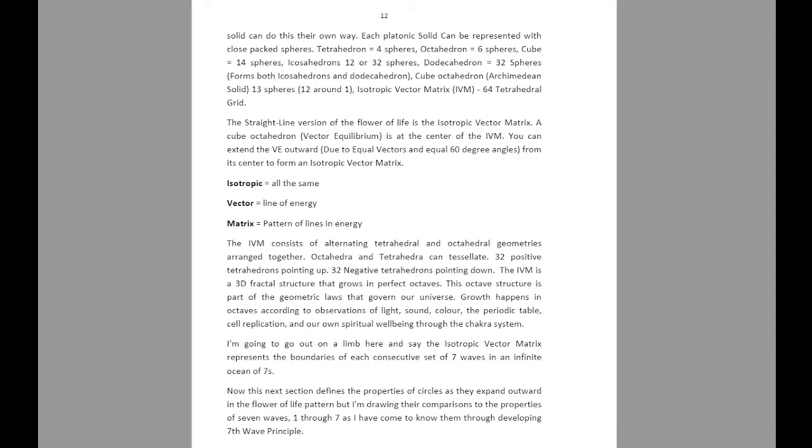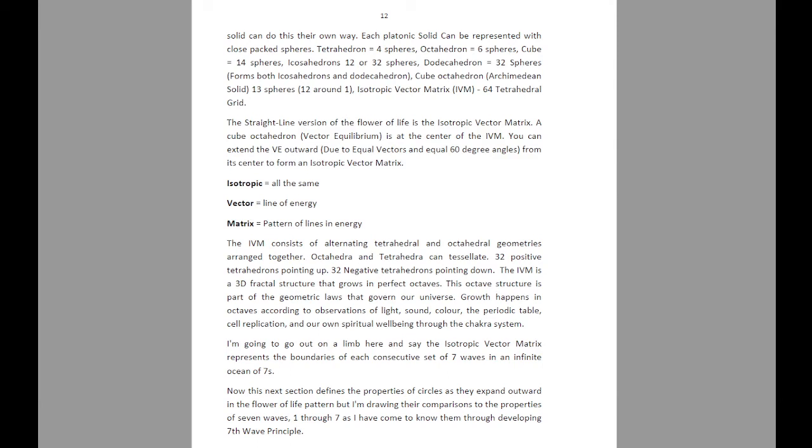tetrahedral grid. The straight line version of the flower of life is the isotropic vector matrix. The cuboctahedron vector equilibrium is at the center of the IVM. You can extend the V outward to two equal vectors at equal 60-degree angles from its center to form an isotropic vector matrix. Isotropic equals all the same, vector equals line of energy, matrix equals pattern of lines in energy.